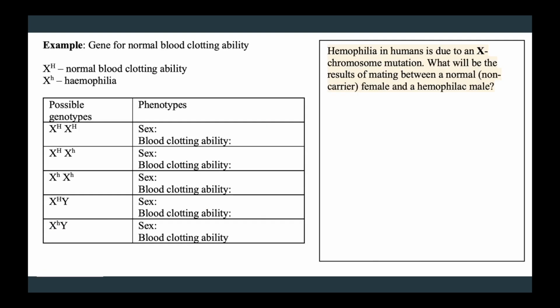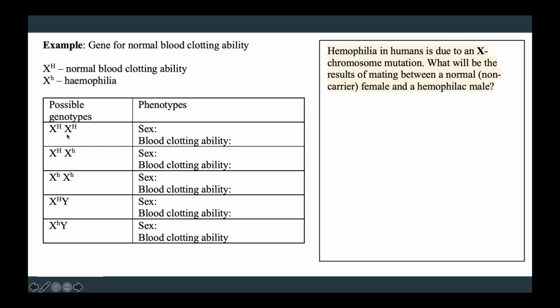An example of a sex-linked condition is the gene for normal blood clotting ability located on the X chromosome. The X chromosome can carry the dominant allele for this gene that gives rise to normal blood clotting ability. The X chromosome can also carry the recessive allele for this gene that will result in abnormal blood clotting ability, or the condition called hemophilia. When talking about sex-linked genes, there are two angles that you will be looking at. The first angle is the sex of the individual, and the second angle is the condition of the individual, in this case, their blood clotting ability.